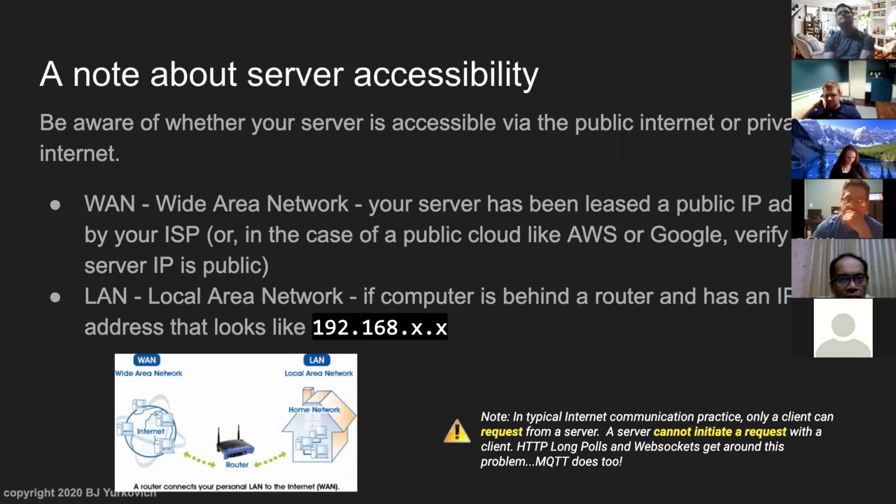Wide area network means your server's been leased a public IP, what we talked about, and then local area network means it's behind a router, and the chances are it looks like 192.168.something. And all the computers, phones, and everything else that are IP communicating, all your little smart home switches, stuff like that that are connected to Wi-Fi, they're going to get a 192.168.1.something, or .2.something, depending on what your subnet is configured to be.